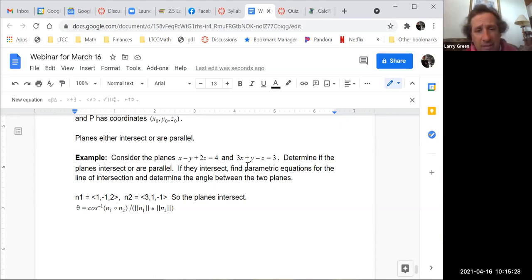How do you find parametric equations of the intersection? Any thoughts? So the idea is if you have these two equations, you can solve one for z, and then you can let z equal 3x plus y minus 3. Plug that in for z. And that will give you x in terms of y. You can always call it t, and then you'll get y as t, and then you can get z as t.